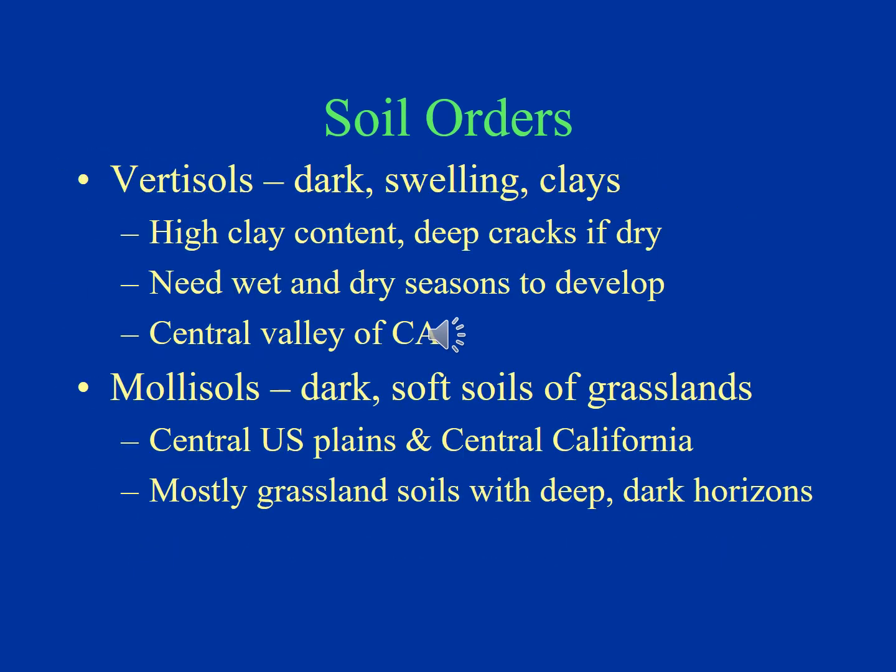Some other soil orders are pertinent to Californian agriculture and horticulture. Vertisols are dark soils with a higher percentage of clay. They do crack if they dry, and they need wet and dry seasons to develop. The Central Valley of California is made up of a lot of those, and a lot of those were formed from deposition. A lot of Central California, like I said, was grasslands and wetlands. There were a lot of water and wet areas where a lot of sediments accumulated and built up and made these high clay soils that are now drained from farming, and very clay-like soils that, if they don't stay hydrated, crack. And then the central U.S. plains and central California, I already said, are mollisols.